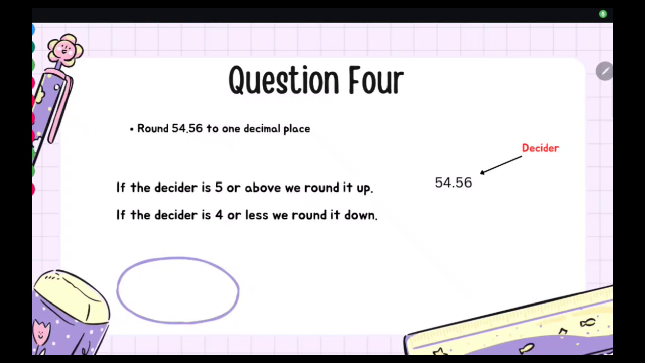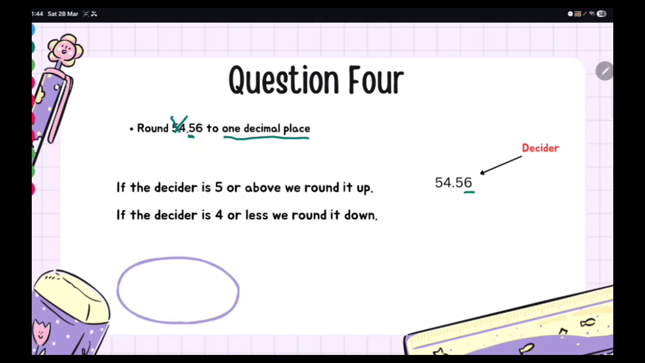Question 4 is round 54.56 to 1 decimal place. Again, we are rounding this to 1 decimal place, not a whole number. So we need to forget the 54 right now and look for 1 decimal place. We are going to be rounding our 5. So because of that, we are going to be looking for our decider, which is always next to the one that we are rounding, and our decider would be 6 in this case.